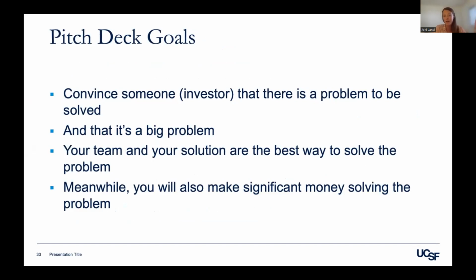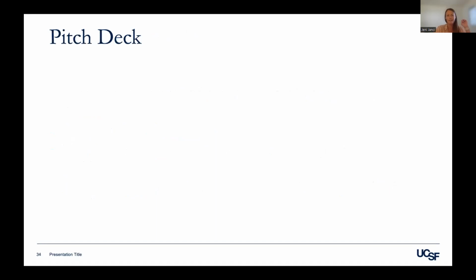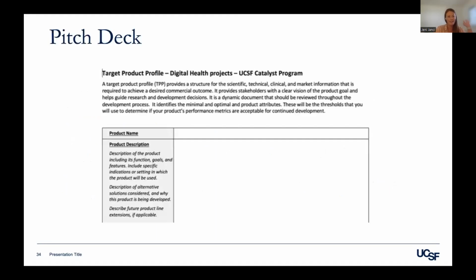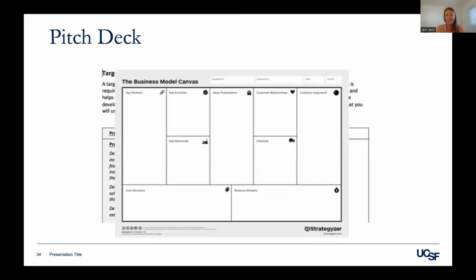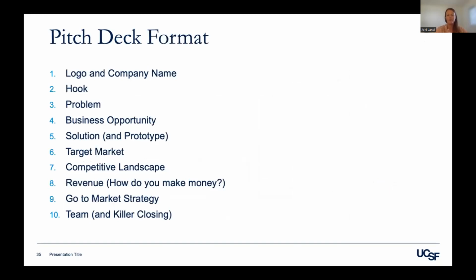It's a huge problem, and you and your team, your solution, are the best way to solve it. And you're going to be able to make some money on it. So that's the goal of a pitch deck. Like I said, take target product profile ideas, take the customer discovery that you've done, take this business model canvas, and all of this can go into creating a pitch deck.